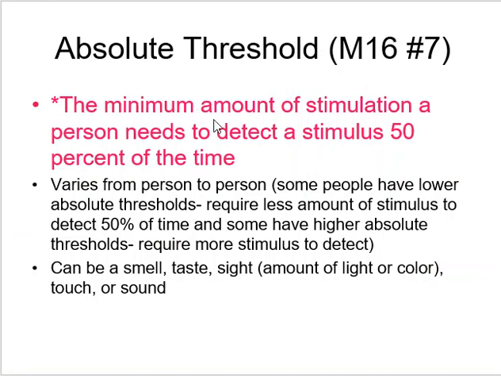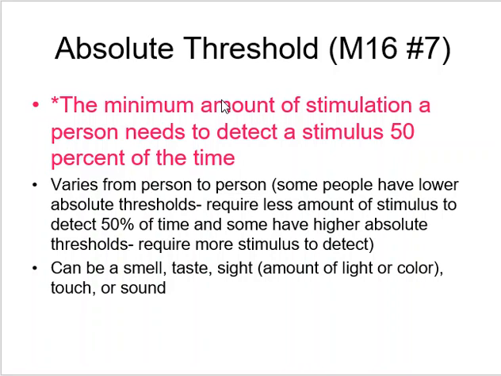All right, so with sensation, we need to talk about what makes you notice things, what makes you take in that sensory information. So we want to talk about absolute threshold and difference threshold, okay? Absolute threshold is the minimum amount of stimulation a person needs to detect a stimulus 50% of the time.